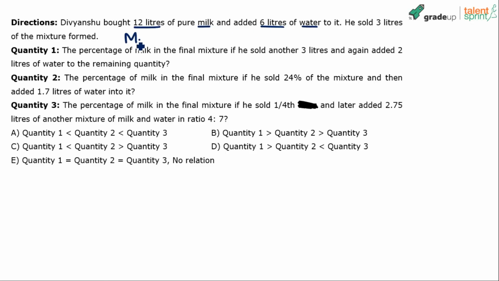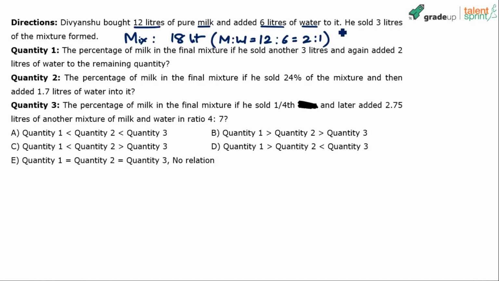What will that mixture be? That mixture will have, the quantity will be what? 18 liters, 12 liters plus 6 liters, 18 liters of the mixture, right? Which consists of milk and water. In what ratio is milk to water? See, 12 is to 6, which is nothing but 2 is to 1. So this mixture has a quantity of 18 liters, and milk and water have been mixed in the ratio of 2:1, right?